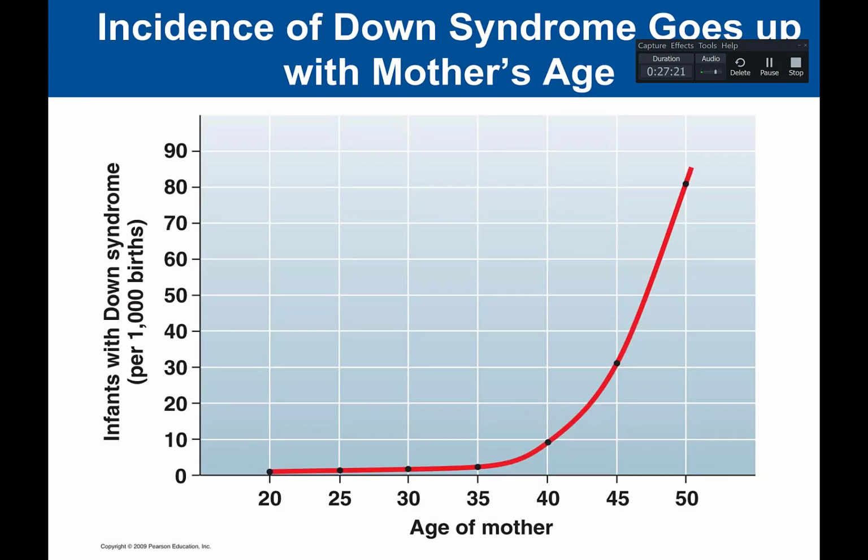So this is showing you the incidence of Down syndrome correlating with the age of the mother. This is the number of infants with Down syndrome per 1,000 births. Notice that at age 20, 25, and 30, the probability of having a child with Down syndrome is fairly low. However, once we get to 35, and even more so at 40, the incidence starts to go up. When you get to 45, it gets even higher. When you get to 50, it gets even higher, and you're almost at 10%. So at age 50, the incidence of Down syndrome goes much, much higher.